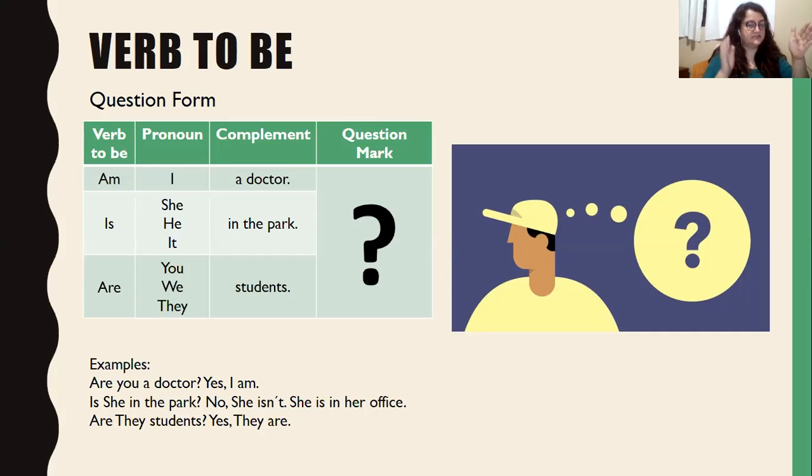Pronoun, you always use the person that you're gonna talk about. The verb to be, then the complement. Then for negative, pronoun, verb to be, negative form, and complement. And then for question, it is first the verb to be, then the pronoun, the complement, and question mark.